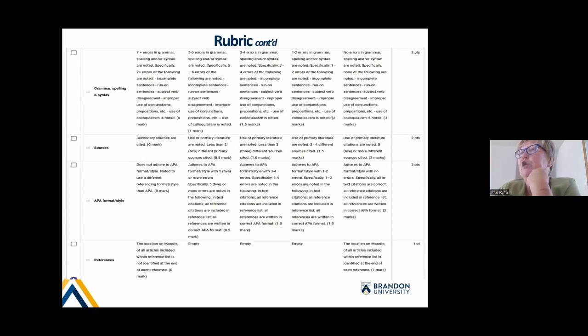Use of primary literature citations are noted. 5 or more different sources are cited for 2 marks. And then if they use secondary sources and no primary sources, then they get a big 0.